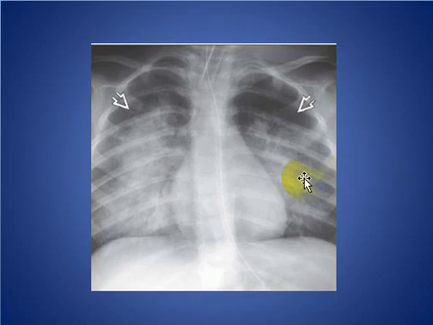Here in another patient, the frontal chest X-ray shows bilateral airspace consolidation, a little bit more to the right side, with history of near drowning, and the injury to the lung results in non-cardiogenic pulmonary edema, and history is important here for the diagnosis.